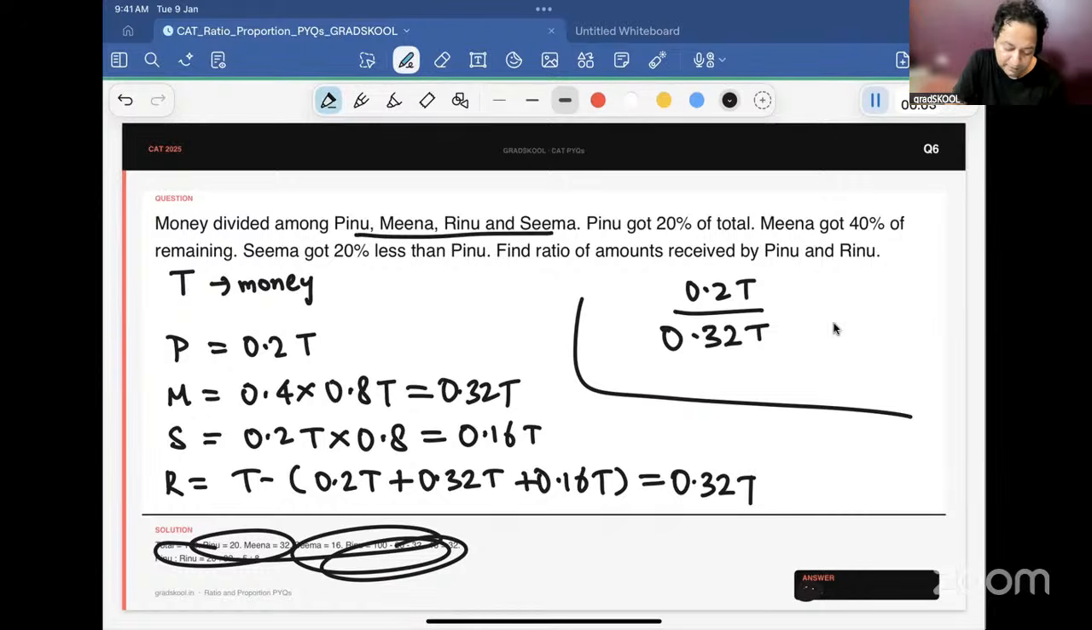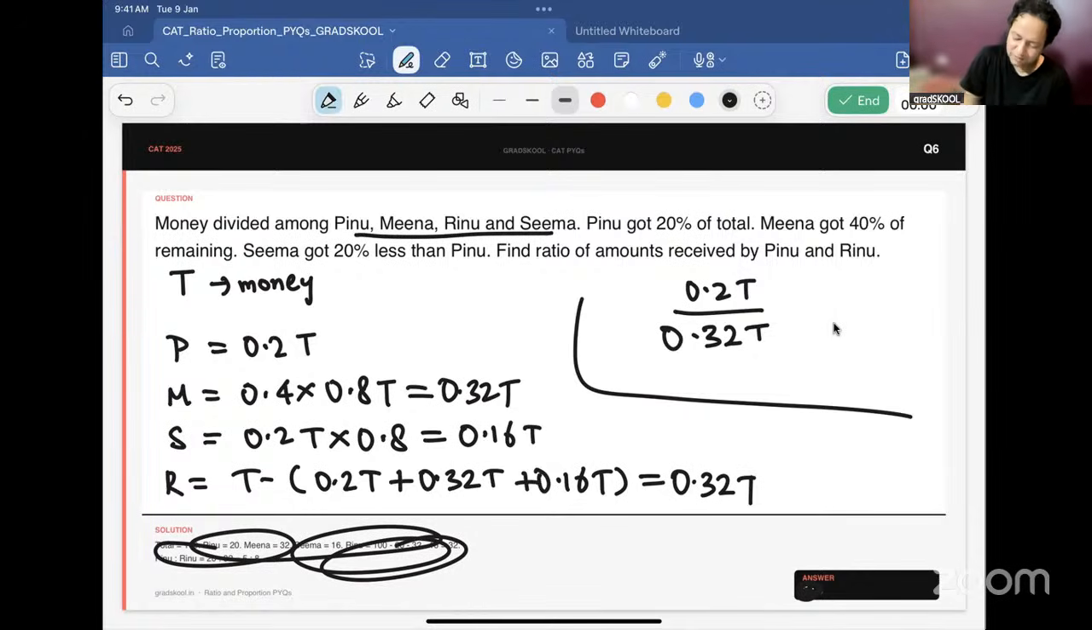Did I do something wrong here? Just check the calculation. Did I do something wrong? What did I do wrong? Just check it once. Did I do it correct? Or was it wrong? Pinu and Renu.